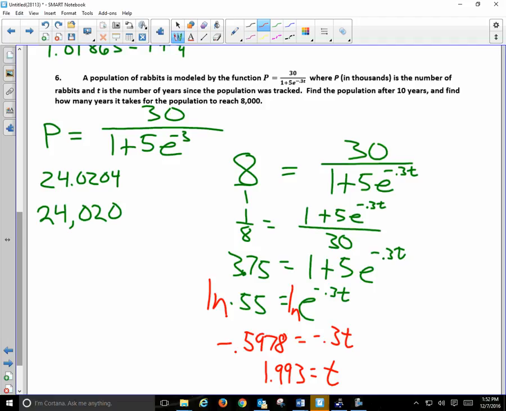Some people looked at the problem earlier and they were like, so is the initial population 30,000? That's not the case. The initial population would be when you plug in 0 for t. When you plug in 0, that'll be e to the 0, which is 1. 5 times 1 is 5, plus 1 is 6. 30 divided by 6 is 5. So 5,000 was the initial population. So it's grown to 8,000.